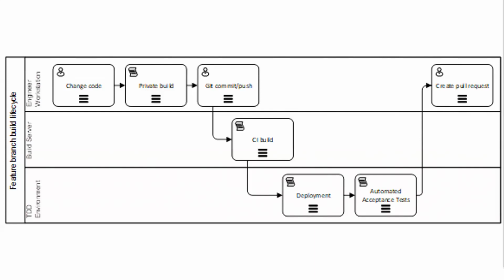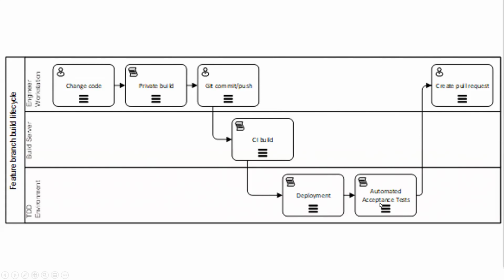So when you do that, you branch for a particular user story or product backlog item. You change the code. You do the private build on the engineering workstation, like here in the graphic. You do your commits, you push, then the build server does a continuous integration build. Then your TDD environment automatically deploys it, to make sure that what you did doesn't break the deployment. Then we run our automated acceptance test suite against the fully deployed application in the TDD environment.